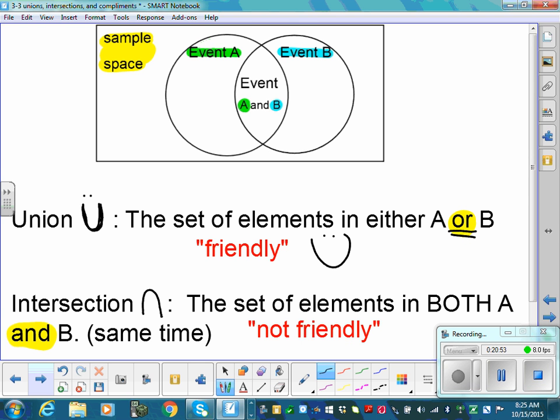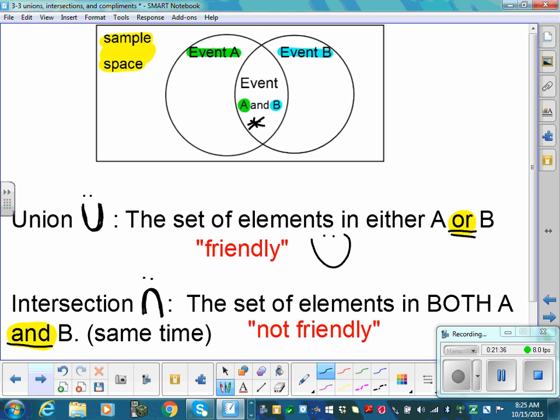Now, intersection is an upside down U. Does everybody see how they look just opposite? This means intersection. Intersections are the set of elements in both A and B. Now notice the keyword is and. If it says and, that means it's in both A and B. Now these are not friendly. Does everybody see how it looks like a frowny face? Not friendly. This one's way pickier. It's kind of like that close group of friends that won't let anybody into their group of friends. The only people allowed in are those in the intersection. Does that make sense? So if it's A and B, only the intersection is allowed into the set.